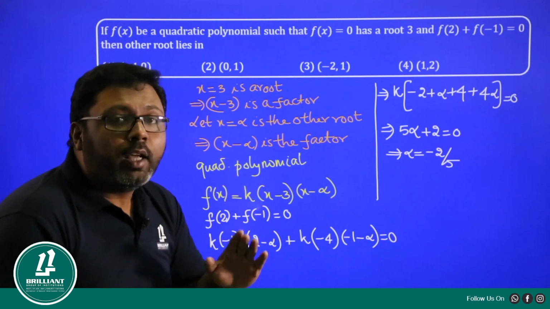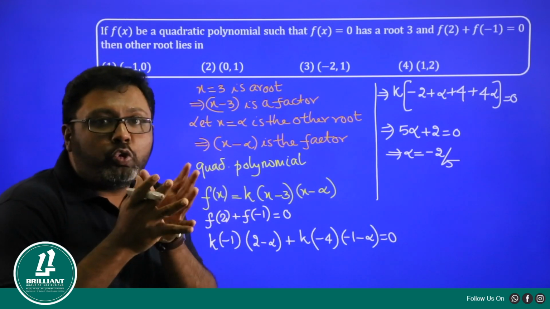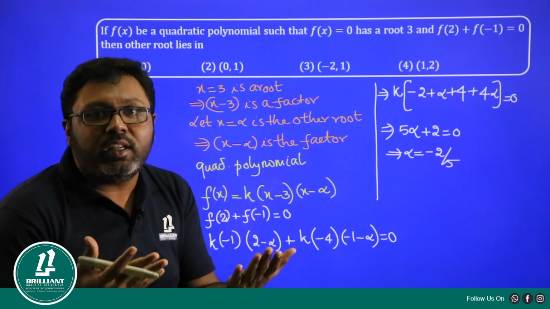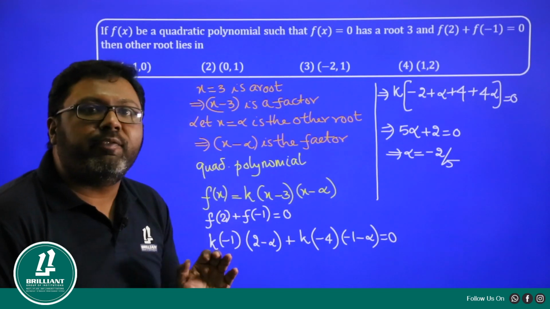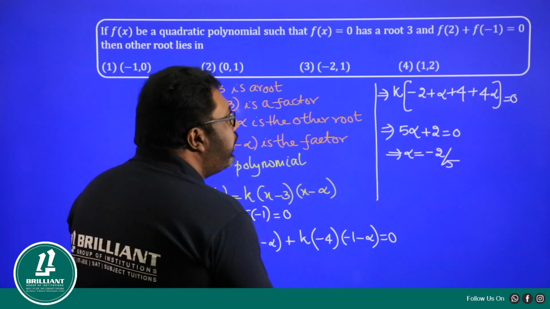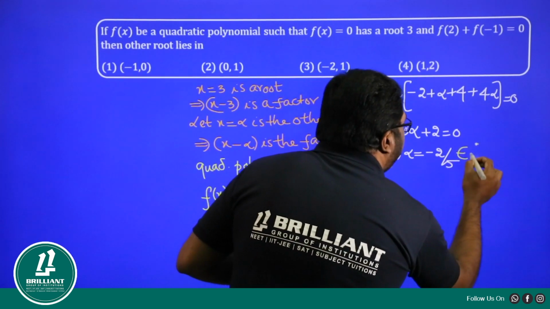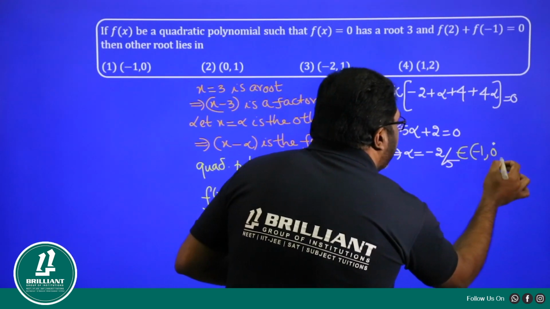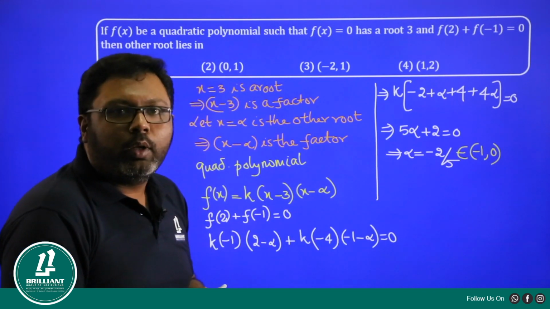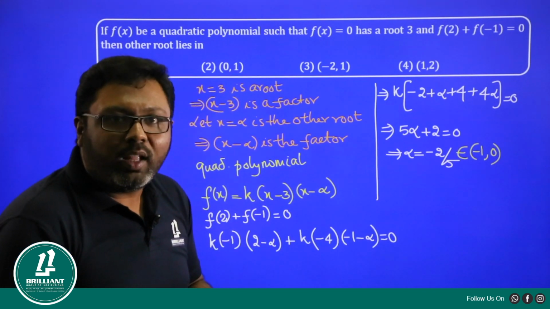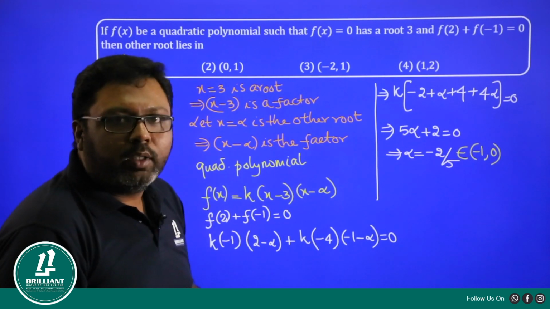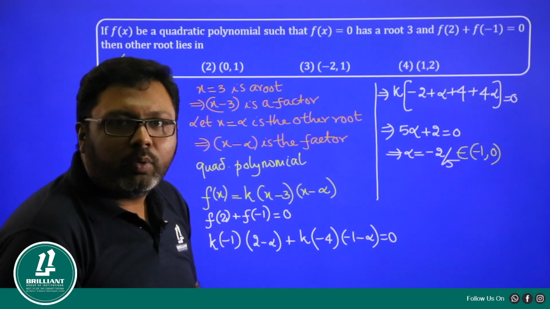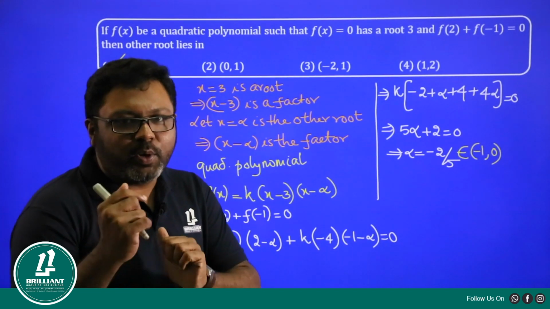Now look at the option. They're asking you, minus 2 by 5 lies in which interval? The first option is from minus 1 to 0. Definitely minus 2 by 5 lies in the interval minus 1 to 0. So where does the second root lie? The second root lies between minus 1 and 0. Is it clear, all of you? Understood? Okay. Now let's go to the next question.